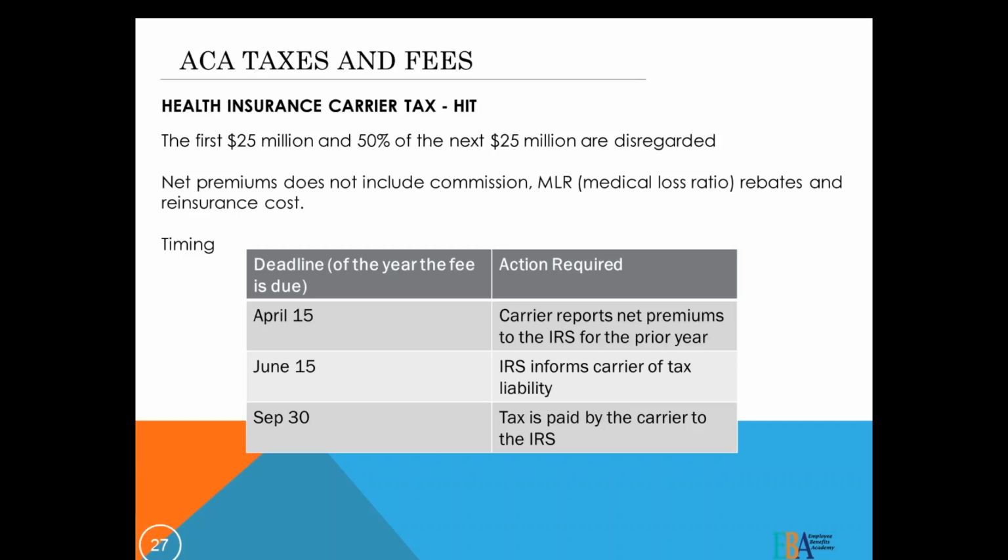Again, this chart really just illustrates the timing of the tax. Those taxes or fees must be collected by April 15th of each year. Carriers have to report their net premiums to the IRS for the prior year, and then the IRS is going to tell the carrier how much tax they owe by June 15th, then they'll be required to pay by September 30th.